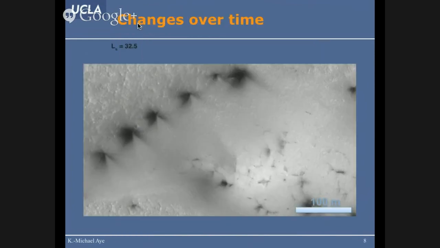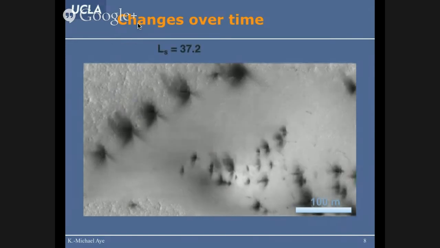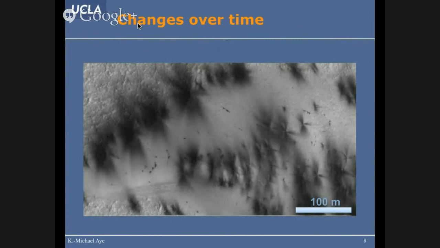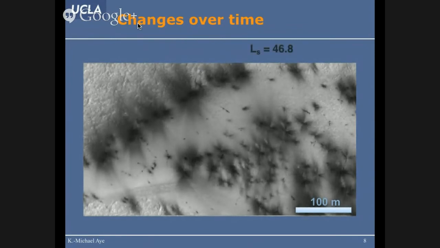I don't know if this will work. So this is, yes, it will work. So this is how things change over time at the same location. And this L sub S number, in case you're not familiar with it, this is how we consider the seasonal progress of Mars. It's basically the Mars position in its orbit around the Sun. So the northern spring would be at 0 degrees and the southern spring at 180 L sub S, solar longitude.